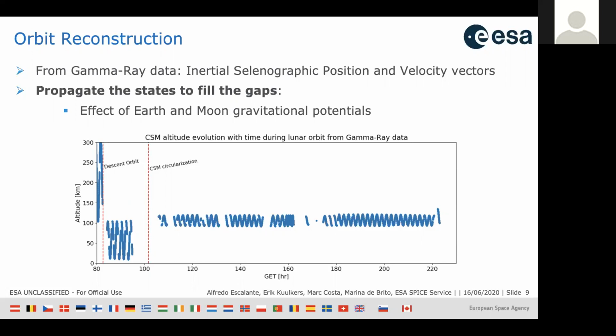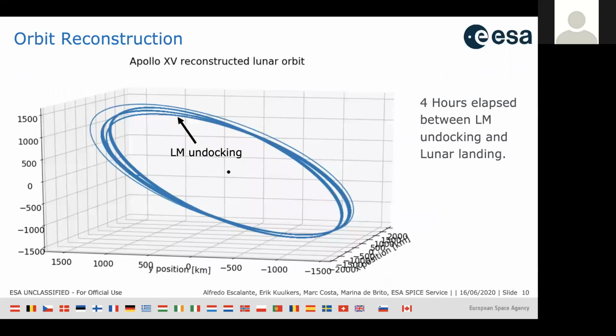But these states are quite enough for propagating the orbit, with a quite simple propagator, including the Earth and the Moon gravitational potentials. So with this, we have the orbit that you can see here. And in this orbit, some of the phases of the mission can be appreciated quite well, like the high altitude phase at the beginning, right after the lunar orbit insertion. Then we can see the low altitude phase, at the beginning of which the lunar module undocking happened.